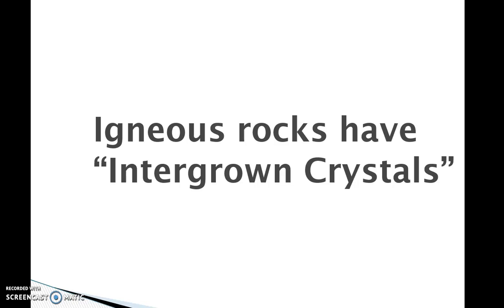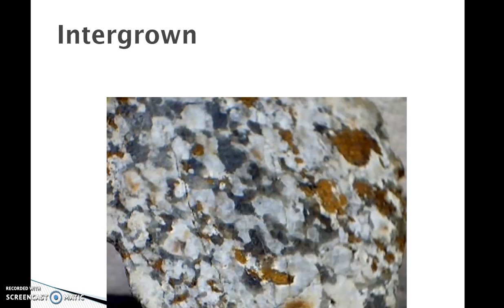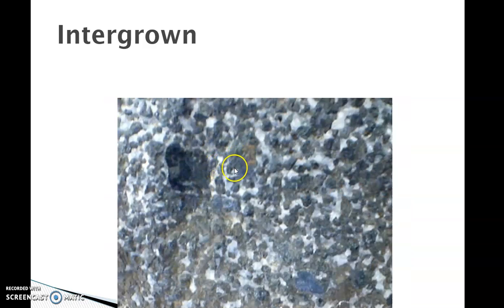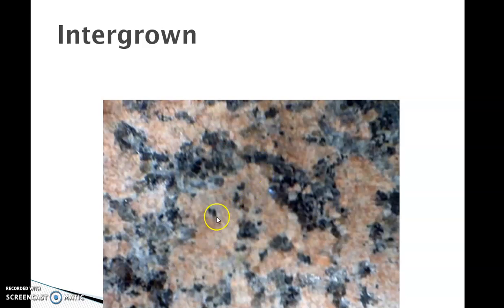So key fact: igneous rocks have intergrown crystals. I don't know if you can see, but these black crystals are growing into the white crystals. These white crystals are growing in between the black crystals. They're all growing into each other. Here, the pink ones and the black ones are growing into each other.